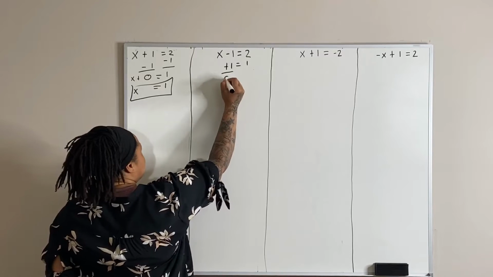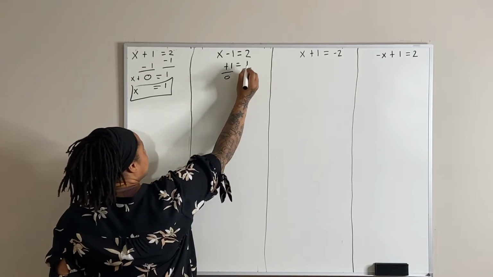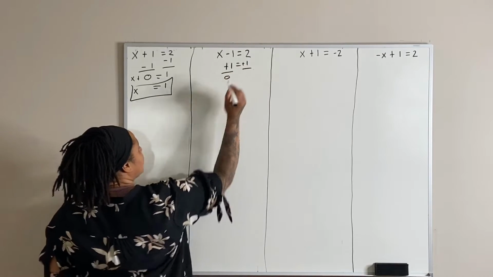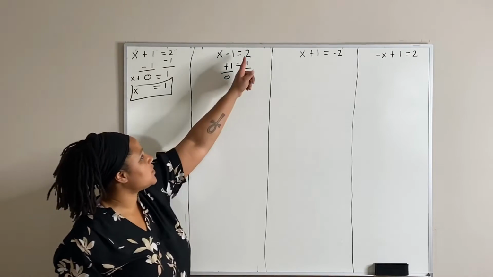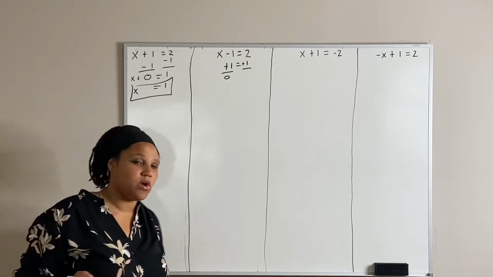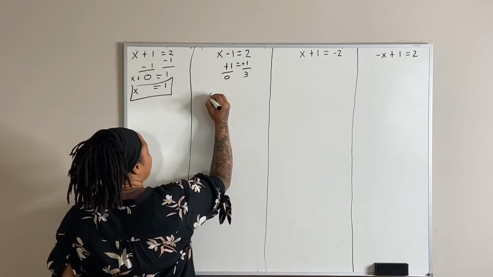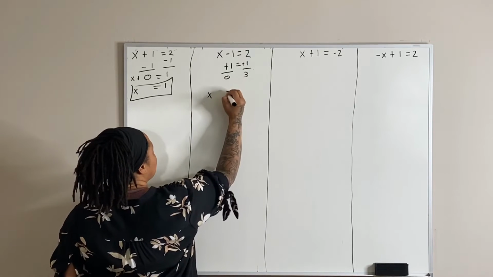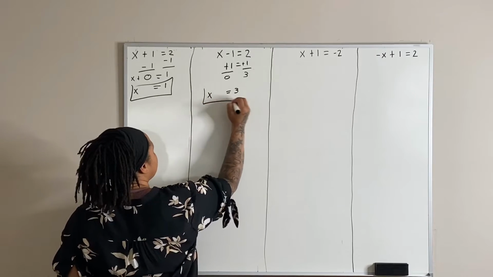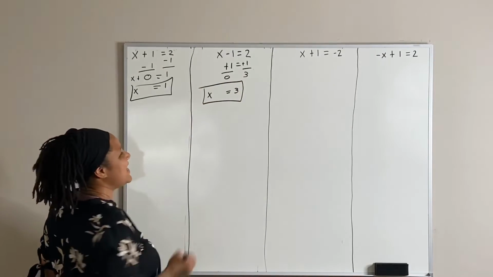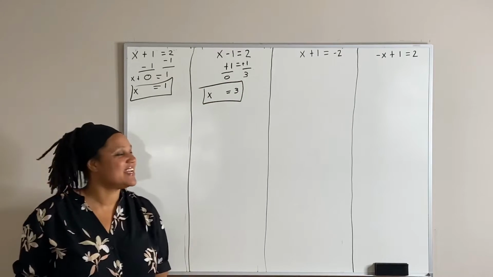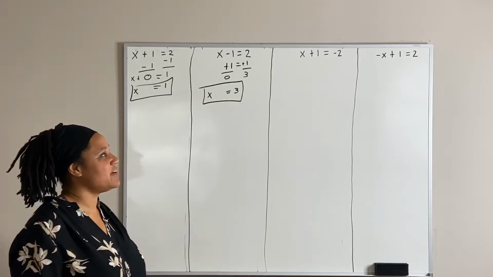And that leaves us with the 0 here. Okay, we're adding 1 here. So, we're saying 2 plus 1 is equal to 3. Okay, so now we have x is equal to 3. Okay, so there you have it for our second example. Now let's look for our third example.